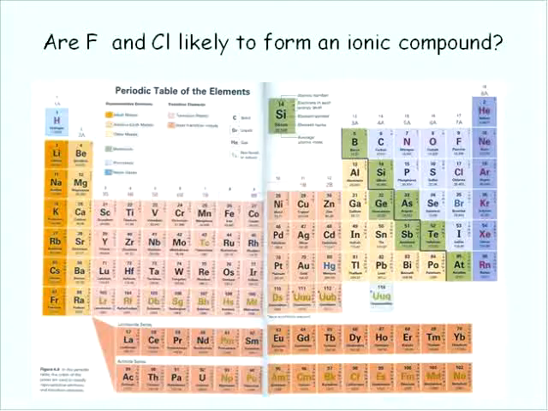Now if we look at another one, fluorine and chlorine, that would not. Okay, they are both nonmetals, and they would not form an ionic compound. So they are not likely to form an ionic compound.